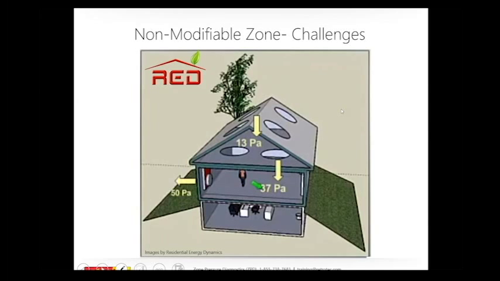Now, in my imaginary situation, I take those original 4 holes and I make them enormous. I make them giant. And I take those original 2 holes in the ceiling, or I'm sorry, in the attic floor, and I make them equally gigantic. And look what happened. You'll notice here that we still have the same numbers. We're still getting a 37 Pascal with reference to inside.